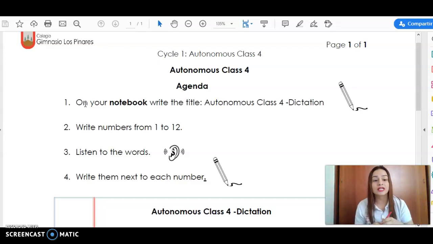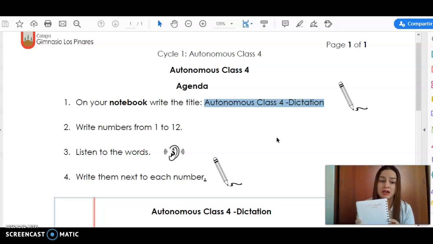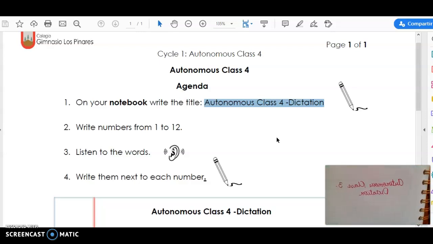Now we're going to write with red pencil the title: Autonomous Class 3 Dictation. My title is very long, so I put it in 2 lines. Okay?